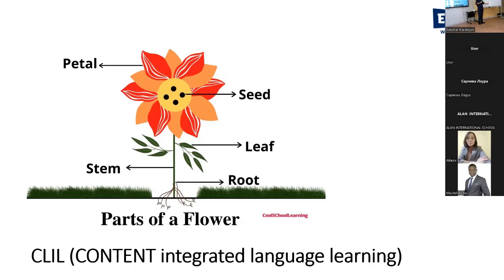So CLIL stands for Content Language Integrated Learning, just in case for you to learn. Let me write it down. Integrated learning. Which means that knowledge of the content is the most important thing, and our objective is to learn the content in the first place.